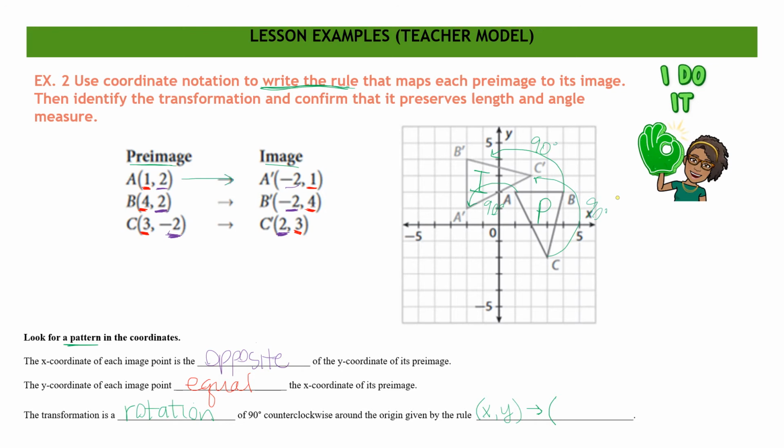Well, we said that the x's become the opposite of the y's, right? So that means that they change. So that means I switch them around and they become negative. So that's going to be a negative y. And then my y's are now equal to my x's. Okay, so y is equal to x, and then my x's become opposite of my y. So that would be the function notation, ladies and gentlemen, of this particular transformation. And that transformation is a rotation.